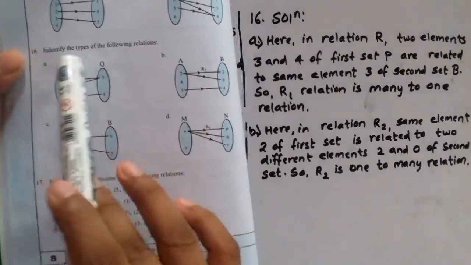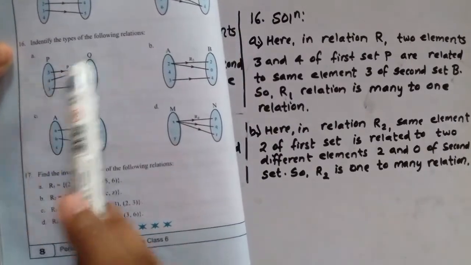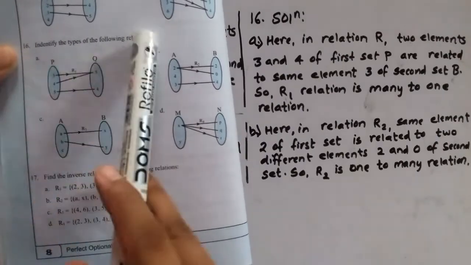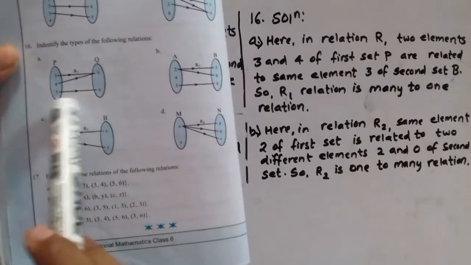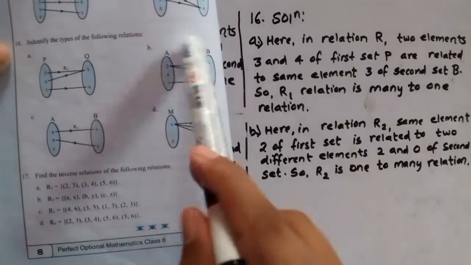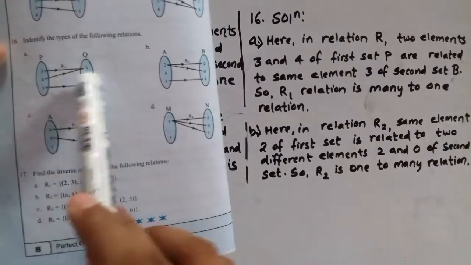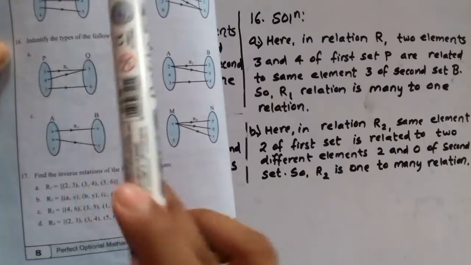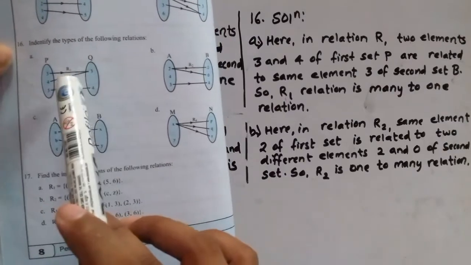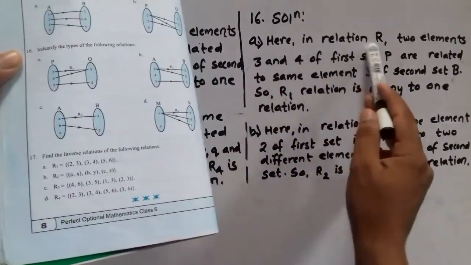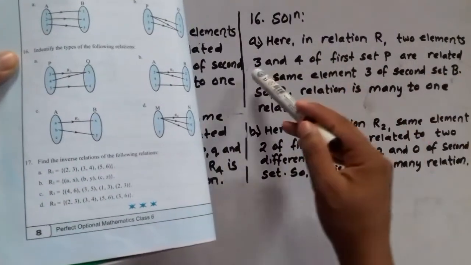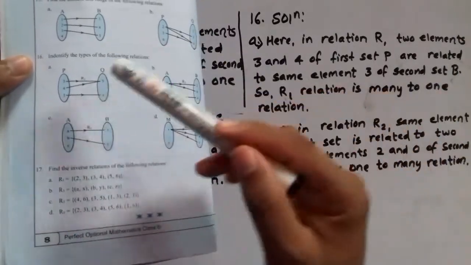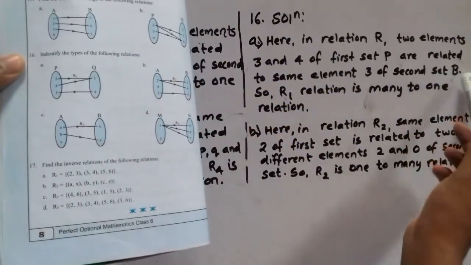In question number 16, we have to identify the types of the following relation. We know there are three types of relation: one to one, one to many and many to one. And by looking at this arrow diagram, we have to tell or write whether this is one to one or many to one or one to many relation. Here in relation R1, two elements 3 and 4 of first set P are related to same element 3 of second set.